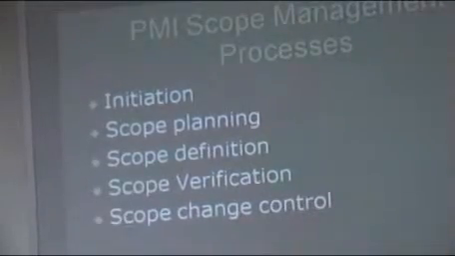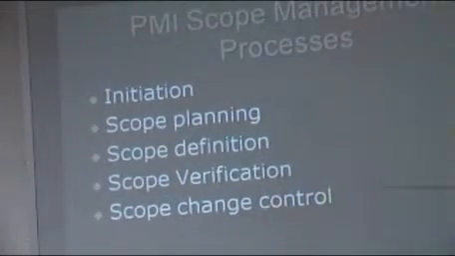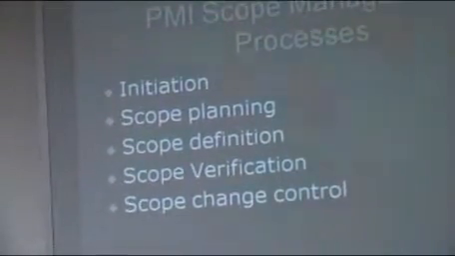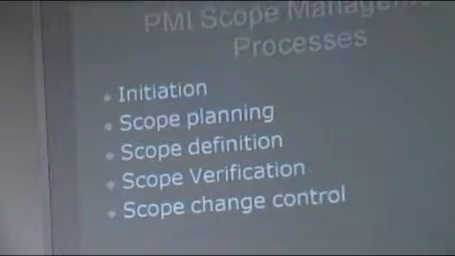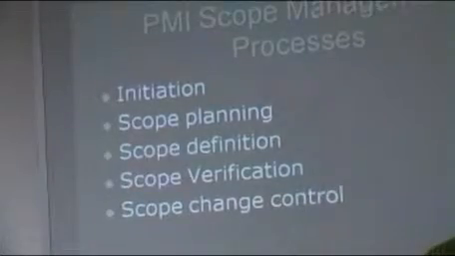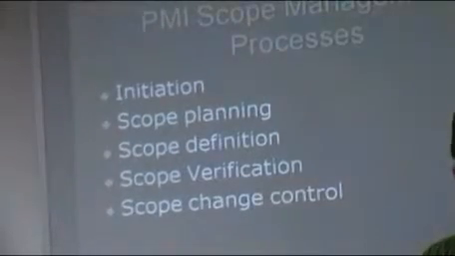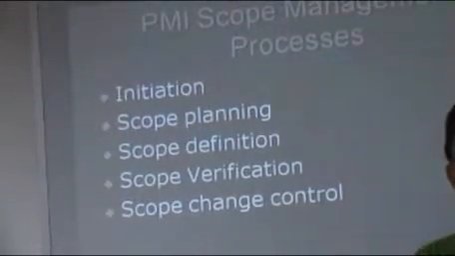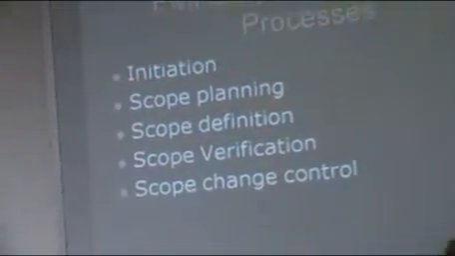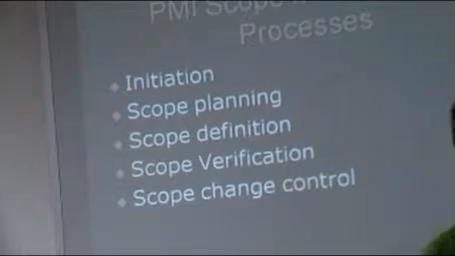Where does planning take place in the life cycle? Where does the definition take place in the life cycle? Where does verification and scope change control take place? In essence, remember we said there are 5 project management processes: initiation process, planning process, the execution process, the monitor and control process, and the closing process. So scope initiation takes place during the initiation process.